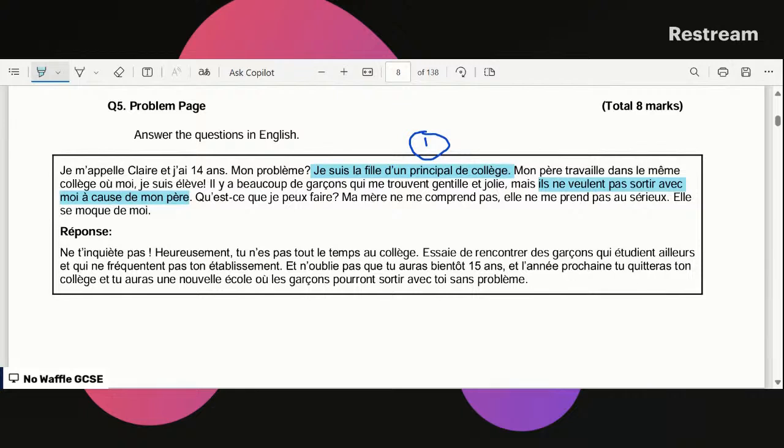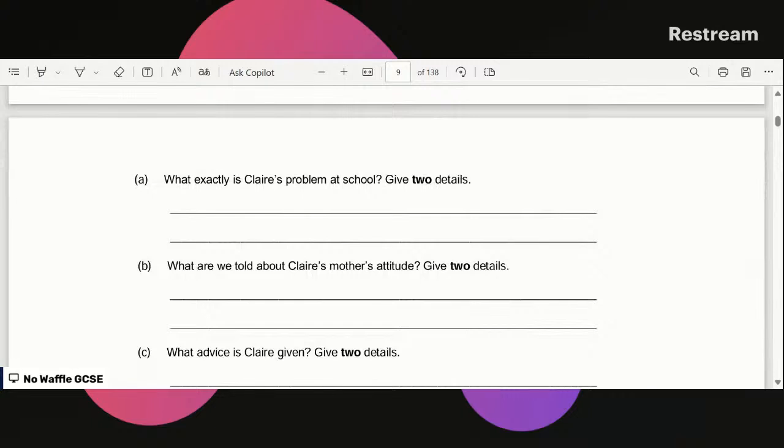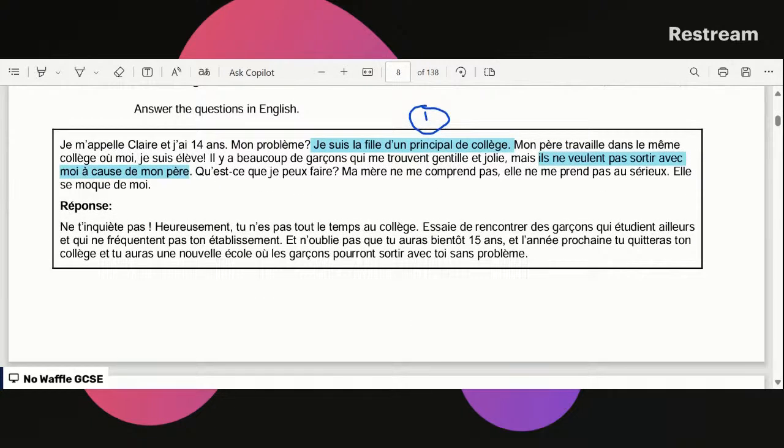Okay, so that answered the first one. What are we told about Claire's mother's attitude? Give 2 details. Okay. So, ma mère ne me comprend pas, elle ne me prend pas au sérieux. So she doesn't understand her and she doesn't take her seriously. So those are the 2 details given there. Next.